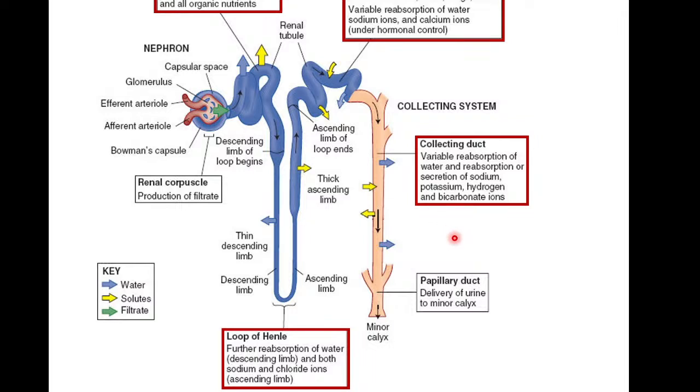So this was a part of nephrons, and what happens in PCT, what happens in the loop of Henle, what happens in DCT, what happens in the collecting duct. So this was all about nephrons and absorption at different parts.